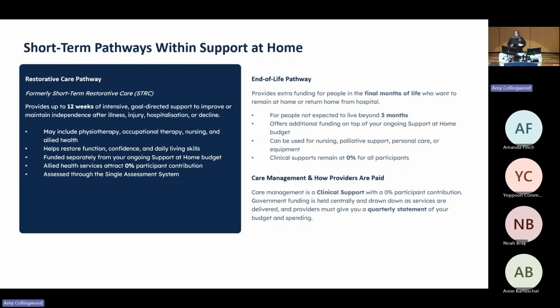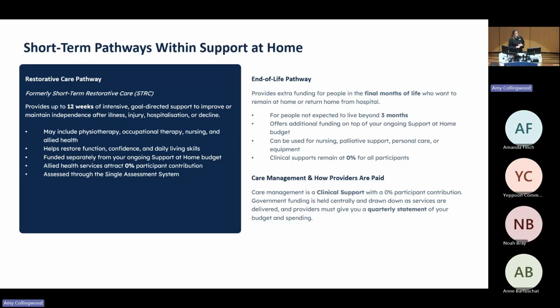Before, you weren't allowed to get this if you were already on a home care package. Now, this can happen anywhere throughout your Support at Home journey, which is really exciting because it actually means we can do more intense services over a 12-week period, and then you just go back onto your normal Support at Home package. End of life pathway. This is the final months of your life.